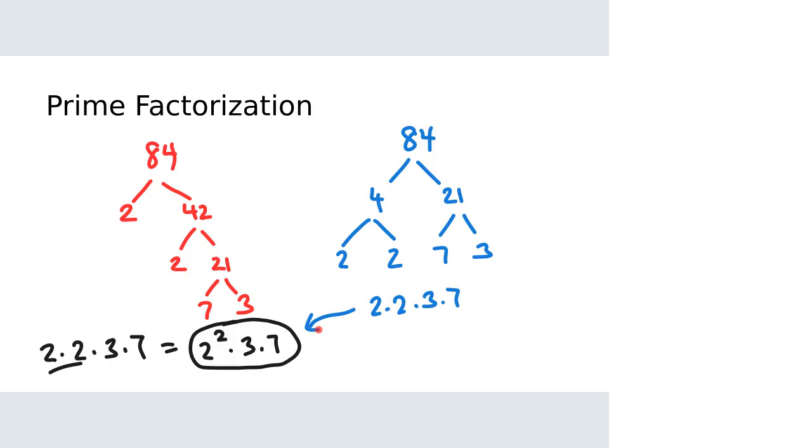So it doesn't matter how you break it down. As long as all of your steps are correct, you're going to get to the same place. So don't feel like if you didn't do 2 times 42, your answer is going to be wrong. That's not true. We're breaking this down to a product of prime numbers. There's only one product of primes for each number. And so the prime factorization, you're going to get to the same place no matter how you start.